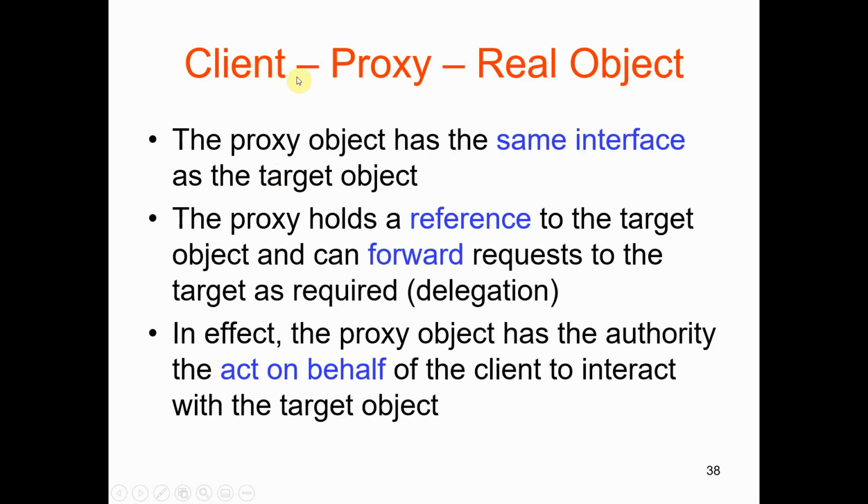So the client just sends the request, and then the proxy takes the request, does some examination, and then forwards the request to the real object to get the job done. From the client's point of view, it's just like I send the request, and then I get the answer. As for this proxy in between, it's not the client's concern. Okay. So for the proxy to forward the request to the real object, the proxy needs to hold the reference to the target object, and then forward the request.